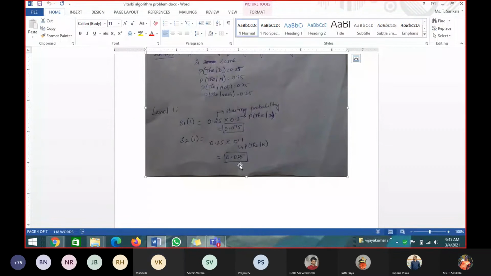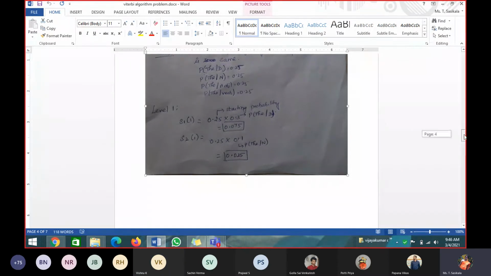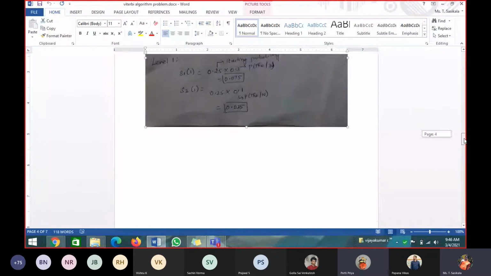0.075. For S2 of 1, whatever I have calculated may be wrong, you also check and tell me. S2 of 1 is 0.025. Among these two, which is the highest? Okay, later we'll see that. Now you leave it. Level 1 is done. Next comes level 2.